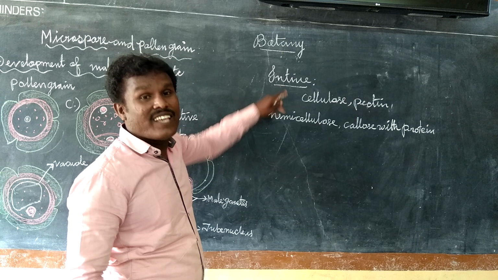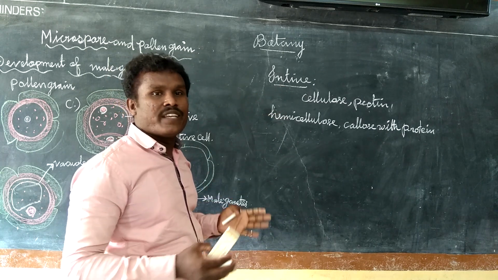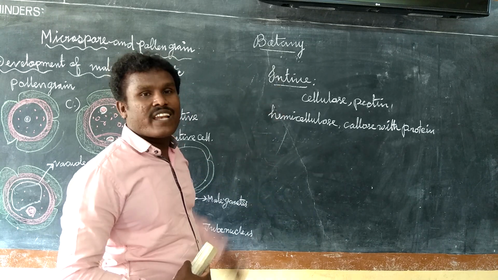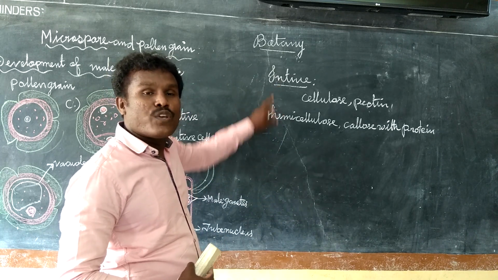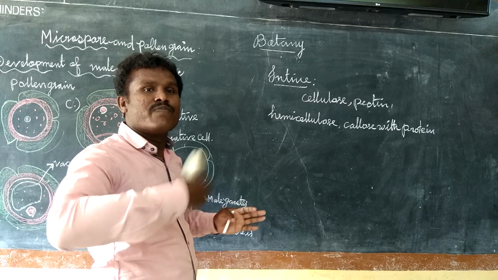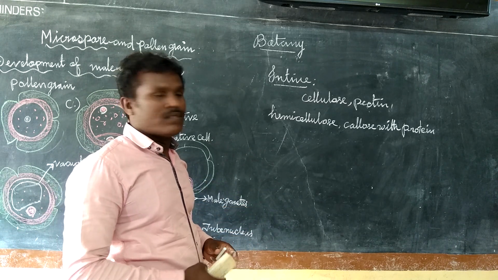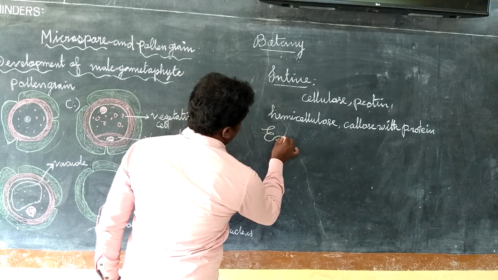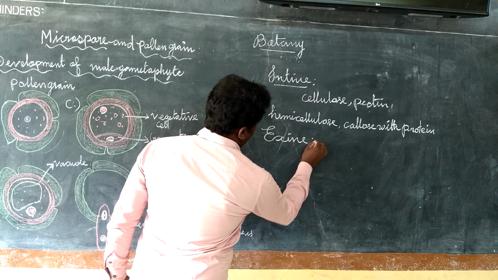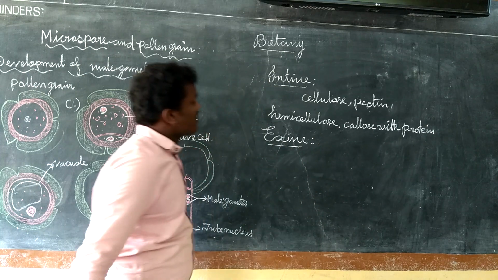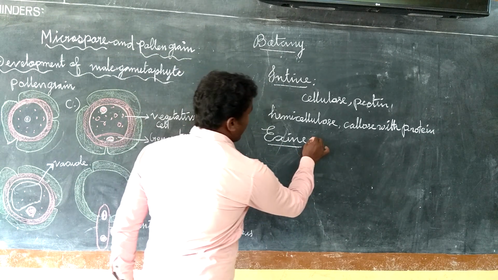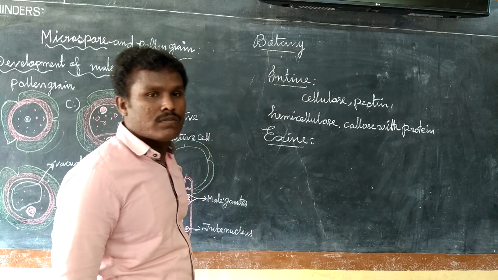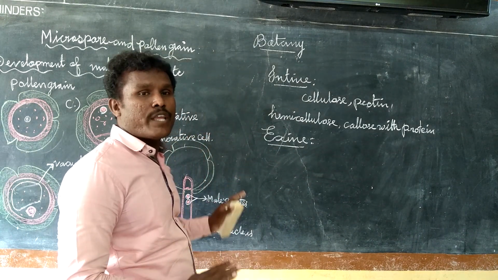So the intine layer is thin and elastic, so that the pollen tube will be coming out through this intine layer only. The intine layer is continuous over the pollen grain. This is regarding intine. The next layer, exine. Exine is the outermost layer, and this exine layer is thick. It is not continuous over the pollen grain.